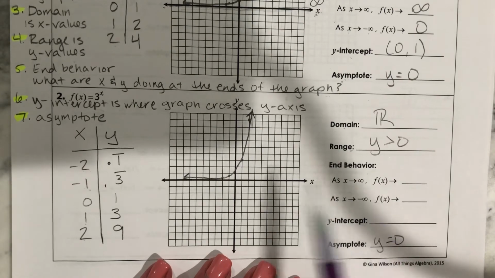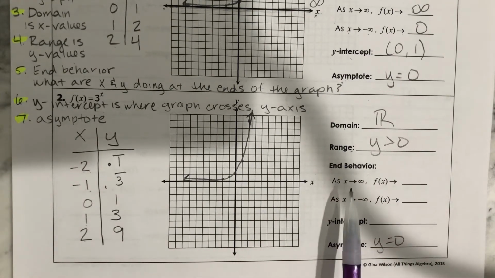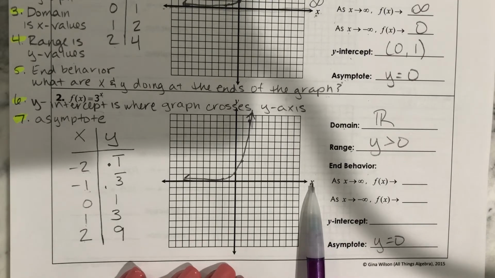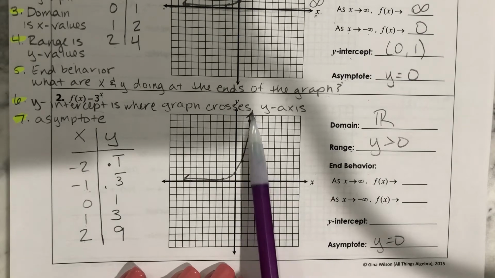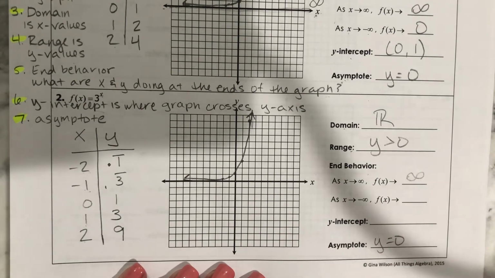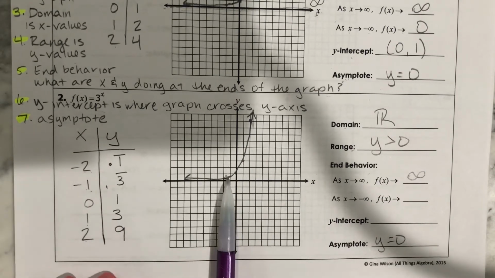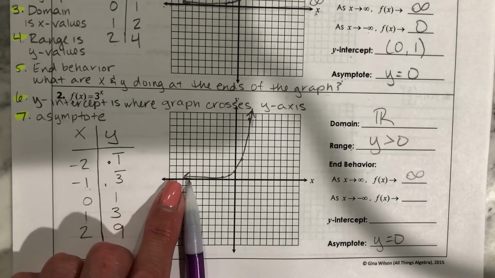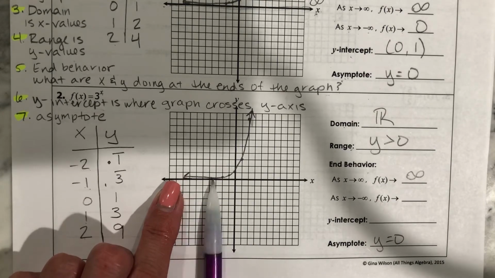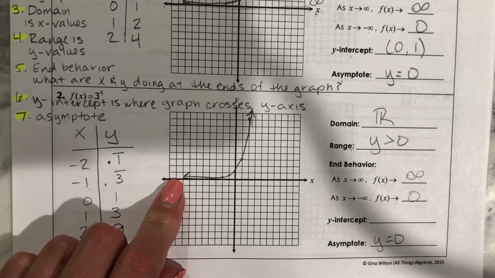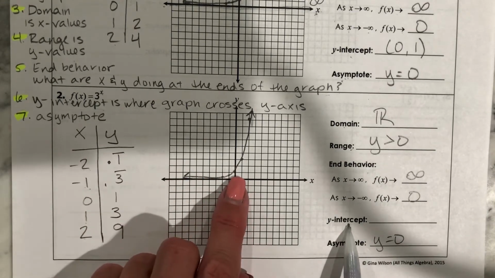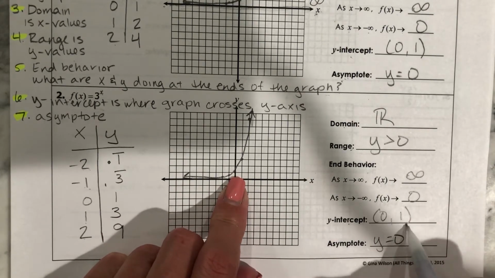And behavior, so what is the graph doing on each end? So as x approaches positive infinity, that would be the right side. What is y doing on the right side? y is going up to infinity. All right, now what is y doing on the left side? That's where x is getting closer to negative infinity. So what is y doing? It's getting closer to 0. It's approaching 0. And then where does the graph cross the y-axis? Right here at the point (0, 1).